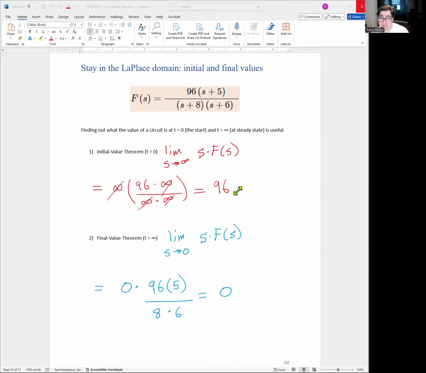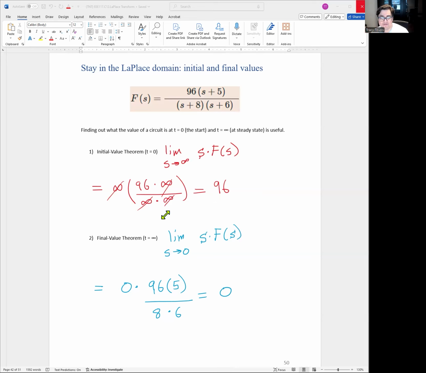So what this tells me is, if I follow this rule, when the circuit turns on at t equals 0, at the very beginning when I flip that switch, my initial voltage of the circuit is 96 volts. That's the real value it tells me. So whenever I have the circuit and I tell my friend, hey, turn it on, I want you to know it's going to be at 96 volts right at the get-go. So wear your gloves, right?